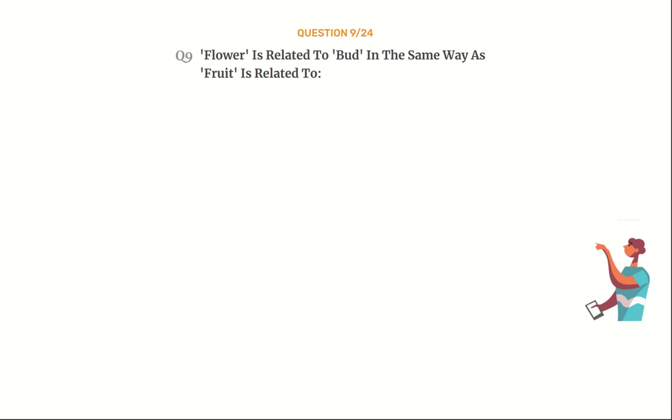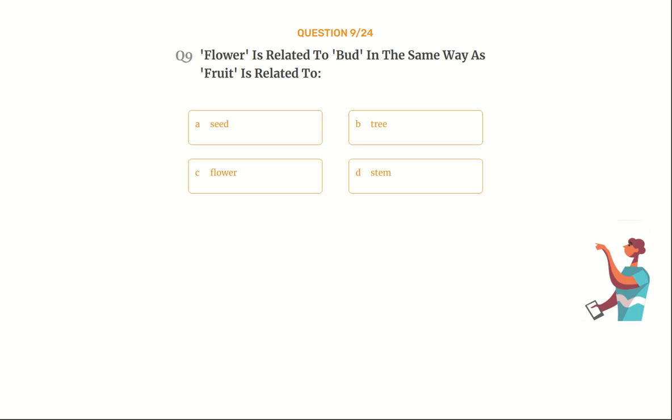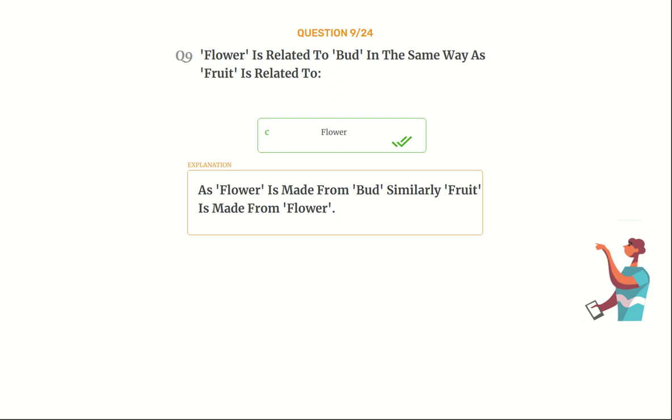Question number 9. Flower is related to bud in the same way as fruit is related to? Option A. Seed. Option B. Tree. Option C. Flower. Option D. Stem. The correct answer is Option C. Flower. As flower is made from bud, similarly fruit is made from flower.